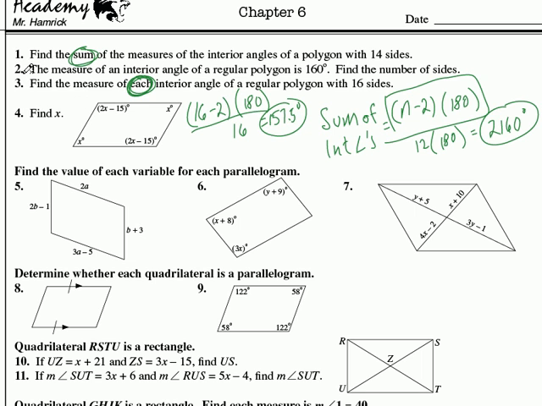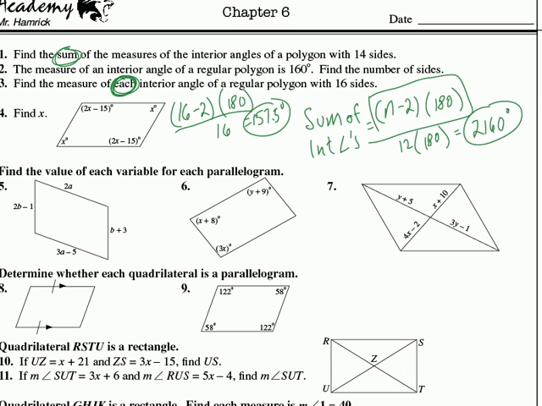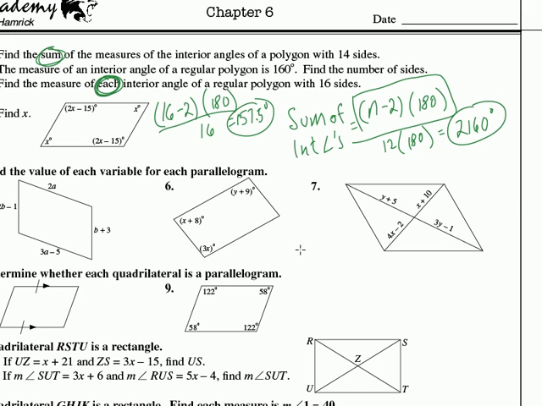Let's go back to number 2. This time they tell you what each interior angle is. What I'm going to do is draw a little picture here. It says each interior angle is 160 degrees. I don't have to draw the whole entire polygon. All I have to do is draw one angle. That's 160 degrees. The question says, how many sides does this polygon have?